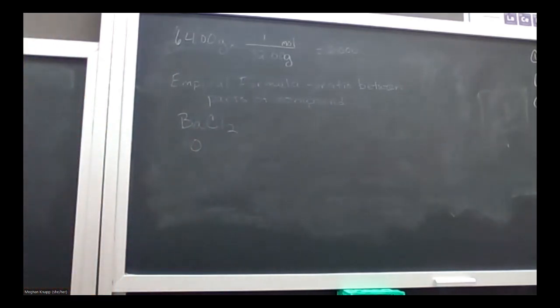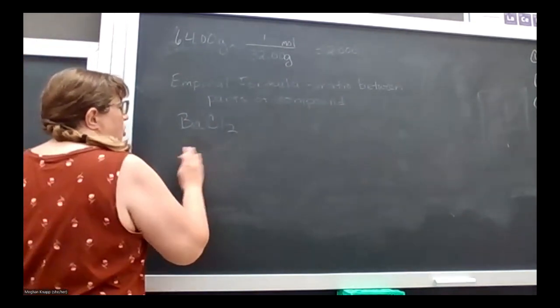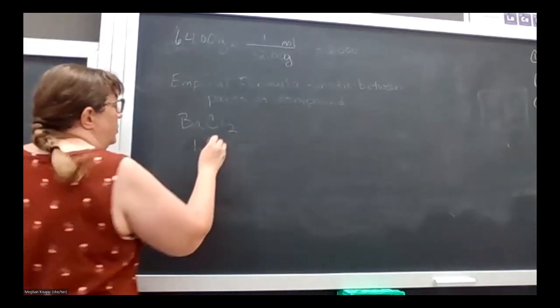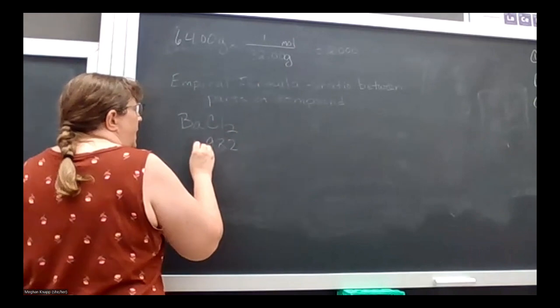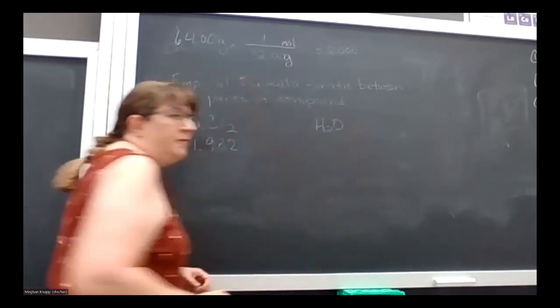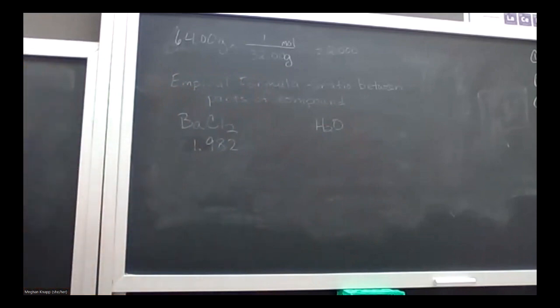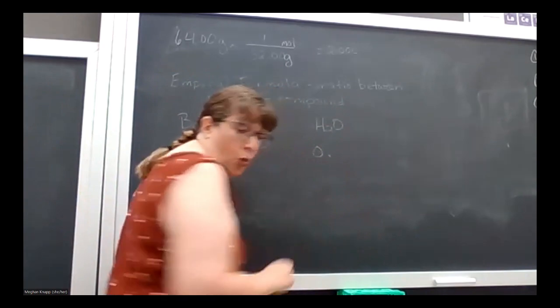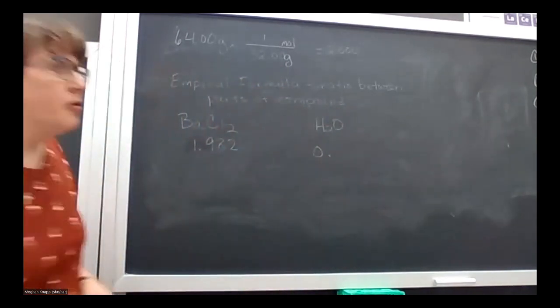While I'm looking for this, anhydrous means without water. So this is when it's already been dried off. 1.982. Okay. The water we find by weighing our compound ahead of time, heating it up until all the water goes away, and then seeing what the difference in mass is. And so we measured this to be 0.343.